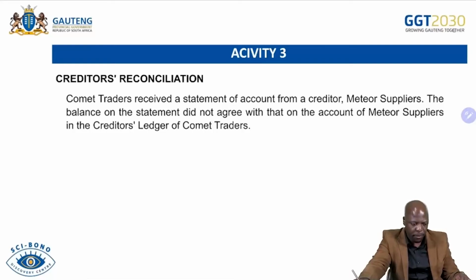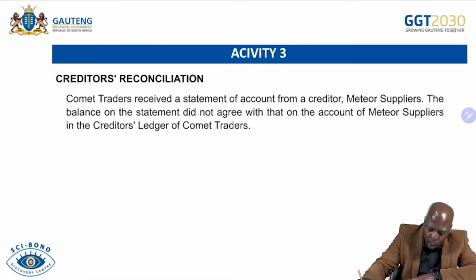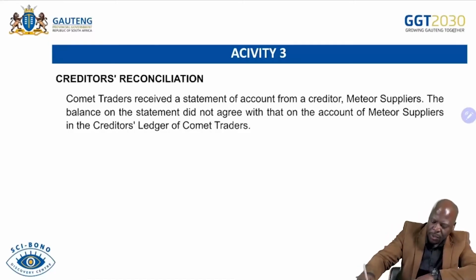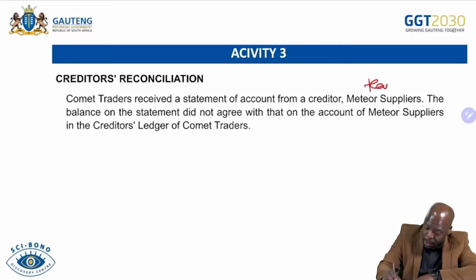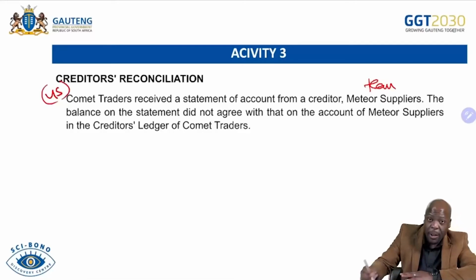Activity number 3. All right. Activity number 3 says now, this is coming from also an NSC November 2015 paper. It is now saying creditors reconciliation. It has to do with Comet Traders. It says Comet Traders received a statement of account from a creditor, Meteor Suppliers. So Meteor is them, Comet is us. Okay, are you guys ready?